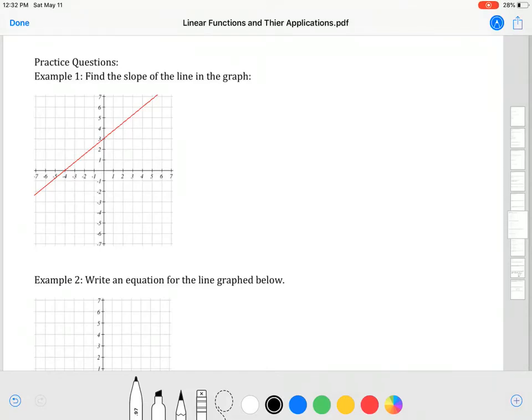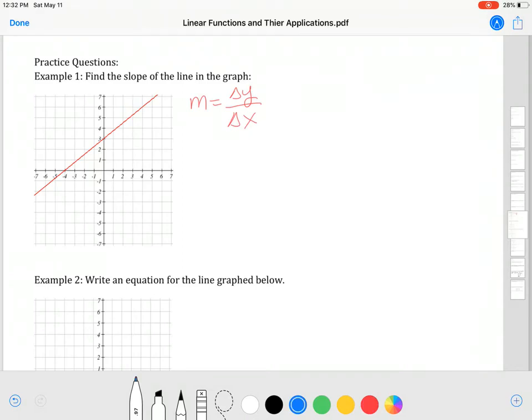Now that we've gone through all the basics of a linear function, we're going to go through some practice questions and try to regroup and put it all together. So the first example says find the slope of the line in the graph. And remember, the slope is the change in y over the change in x.